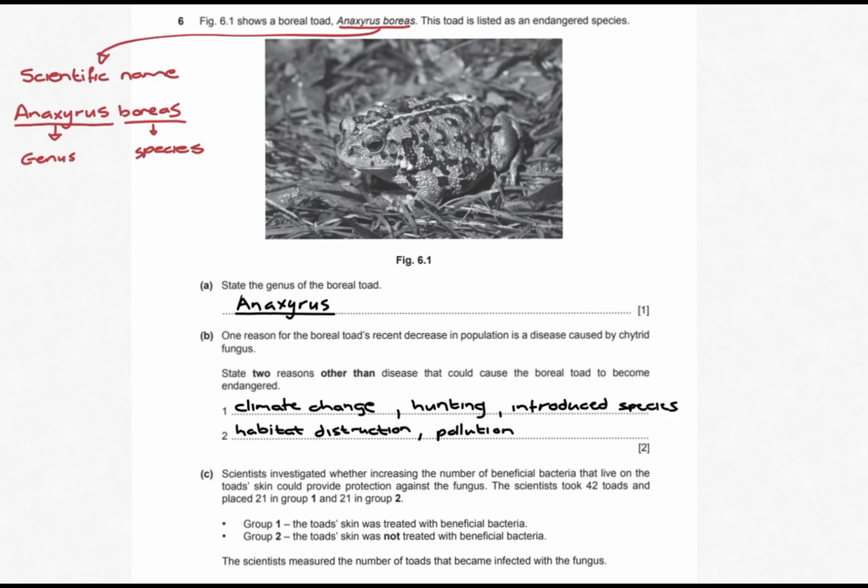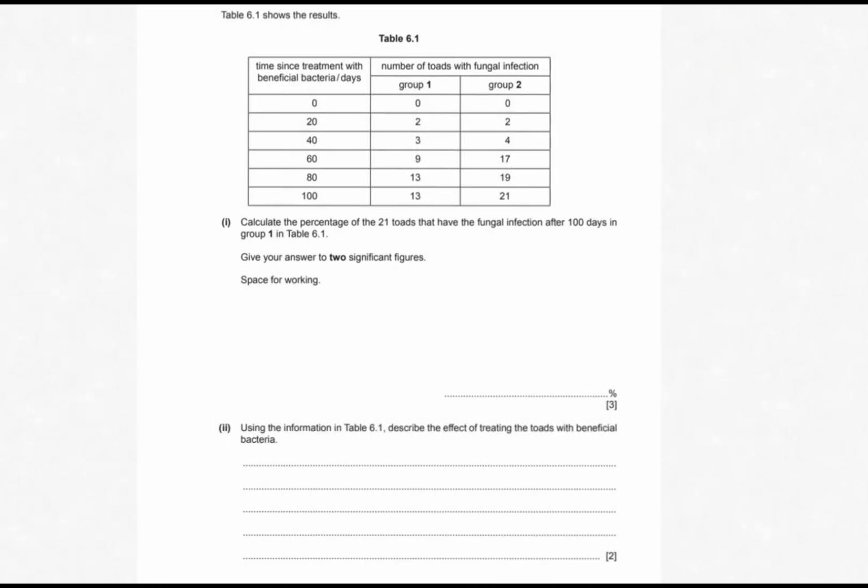We then have question C that says that scientists investigated whether increasing the number of beneficial bacteria that live on the toad's skin could provide protection against the fungus. The scientists took 42 toads and placed 21 in group 1 and 21 in group 2. Group 1, the toad's skin was treated with beneficial bacteria, and in group 2, the toad's skin was not treated with beneficial bacteria. The scientists measured the number of toads that became infected with the fungus.